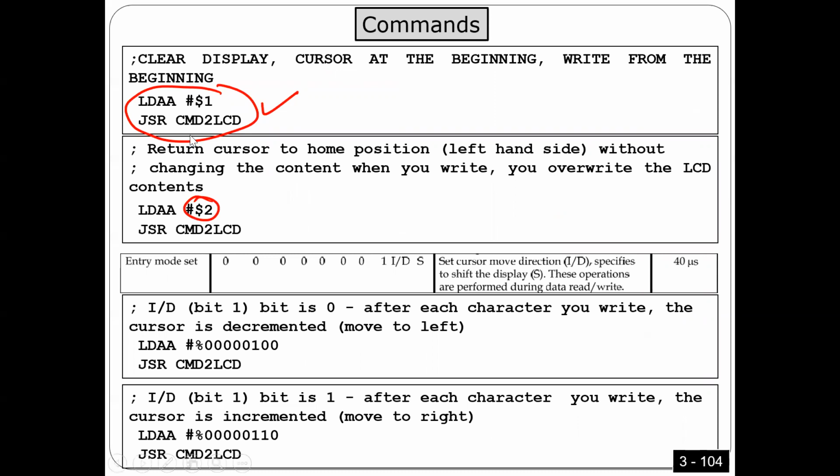So this one should return the cursor to home position. Again, I told you home position is the left-hand side of the first line, without changing the content. It doesn't change the content and it doesn't clear. So when you write, you are going to overwrite what is written there. For example, here you have hello. The cursor is here. After you execute this instruction, the cursor is going to come to here. Now if I write the letter A, you are going to overlay this one. So now it becomes A, and the cursor moves here.